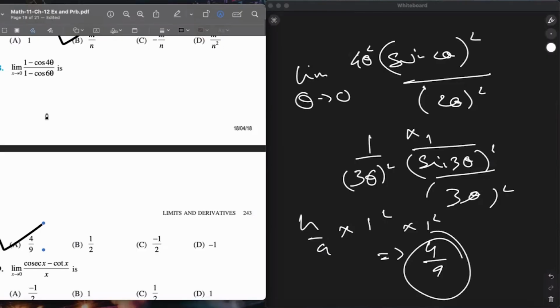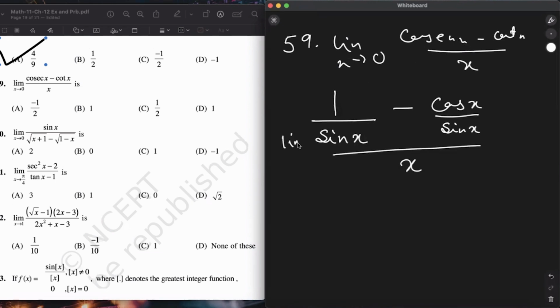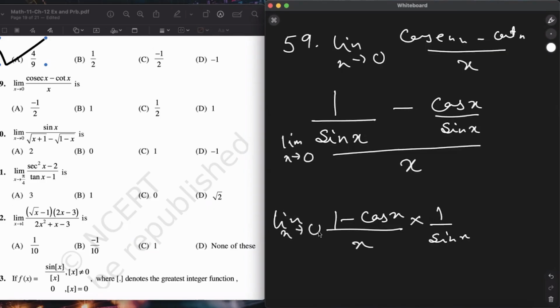Next up, we have question number 59. I'll be having limit x tending to 0 of (cosec x minus cot x) by x. I think that there can be a sin x by x form. Let's see my limit, x being equated to 0. So 1 minus cos x upon x into 1 upon sin x, and the limit is also there.